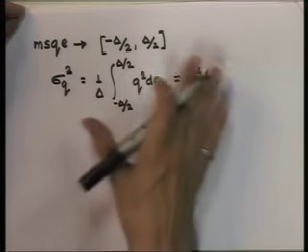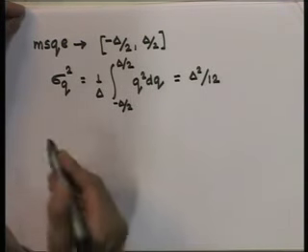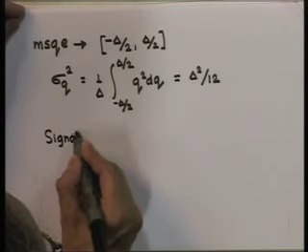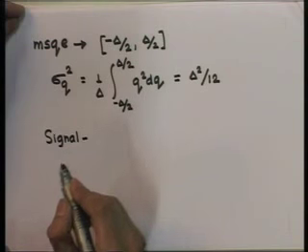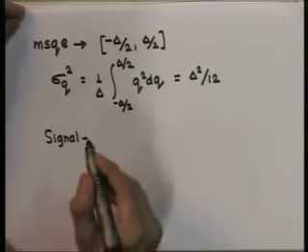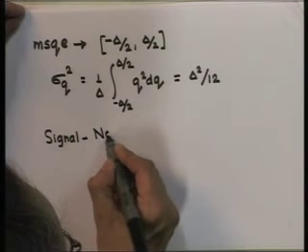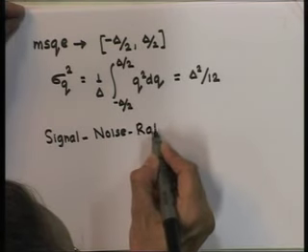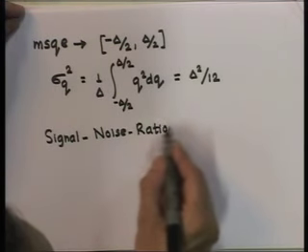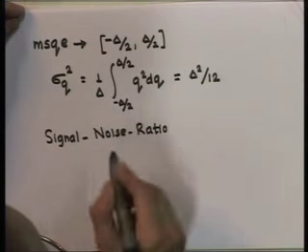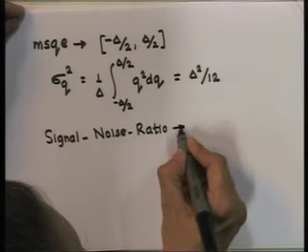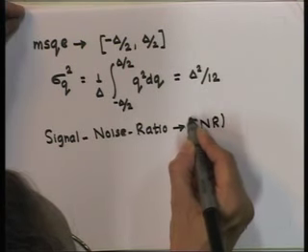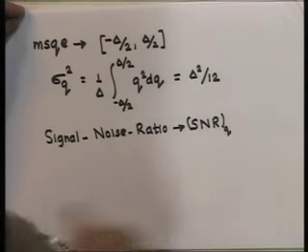Let us also calculate the signal to quantization noise ratio, which we will simply denote as signal to noise ratio. This is actually signal to quantization noise ratio, but for simplicity we will denote it as SNR_Q.